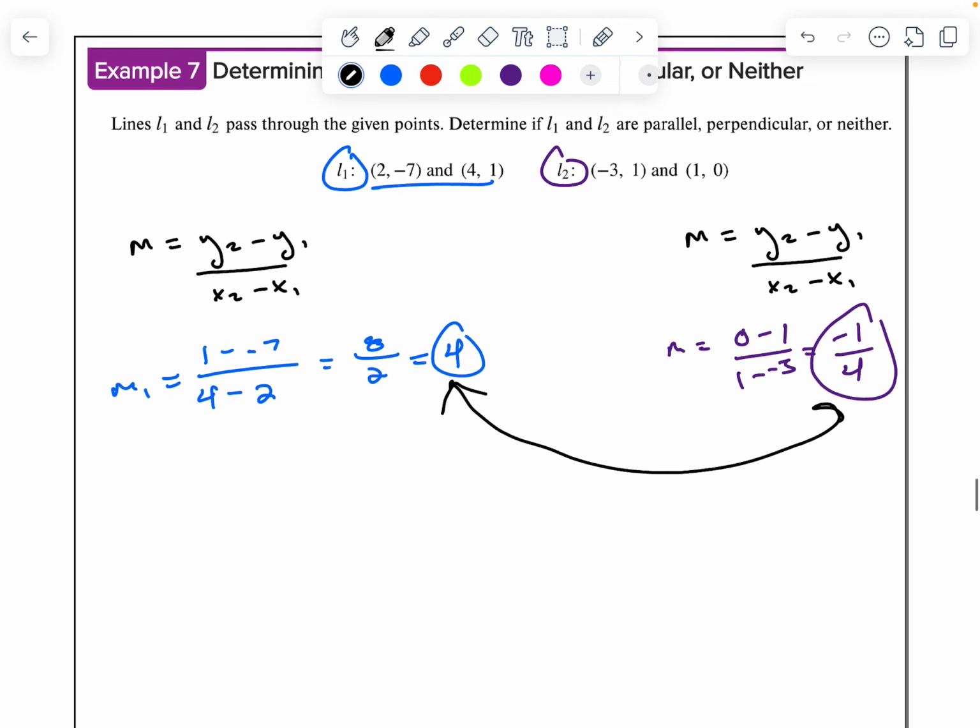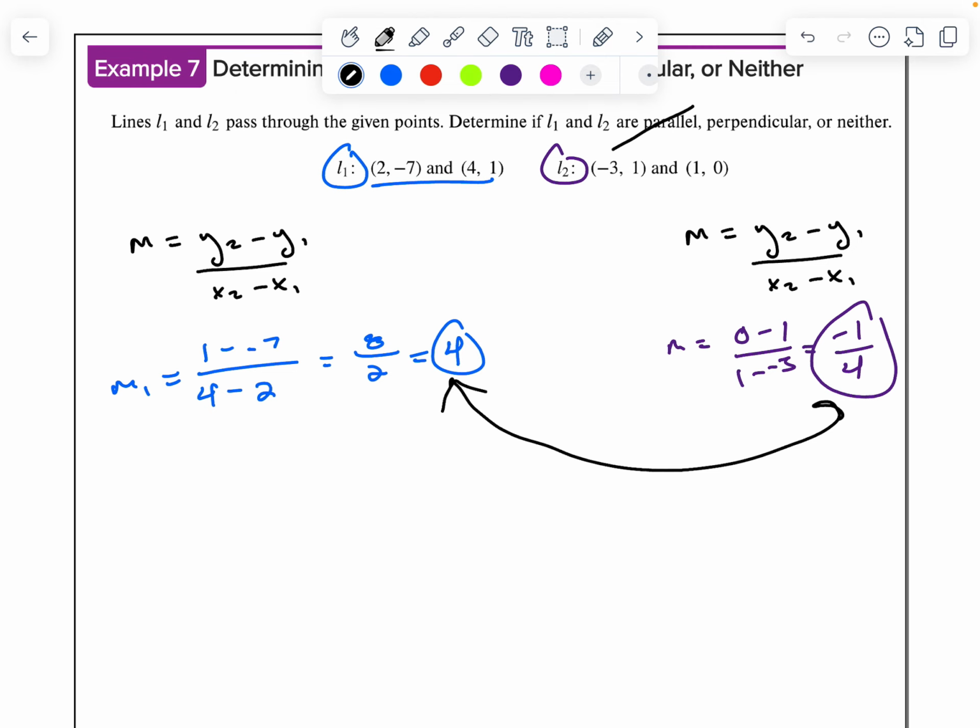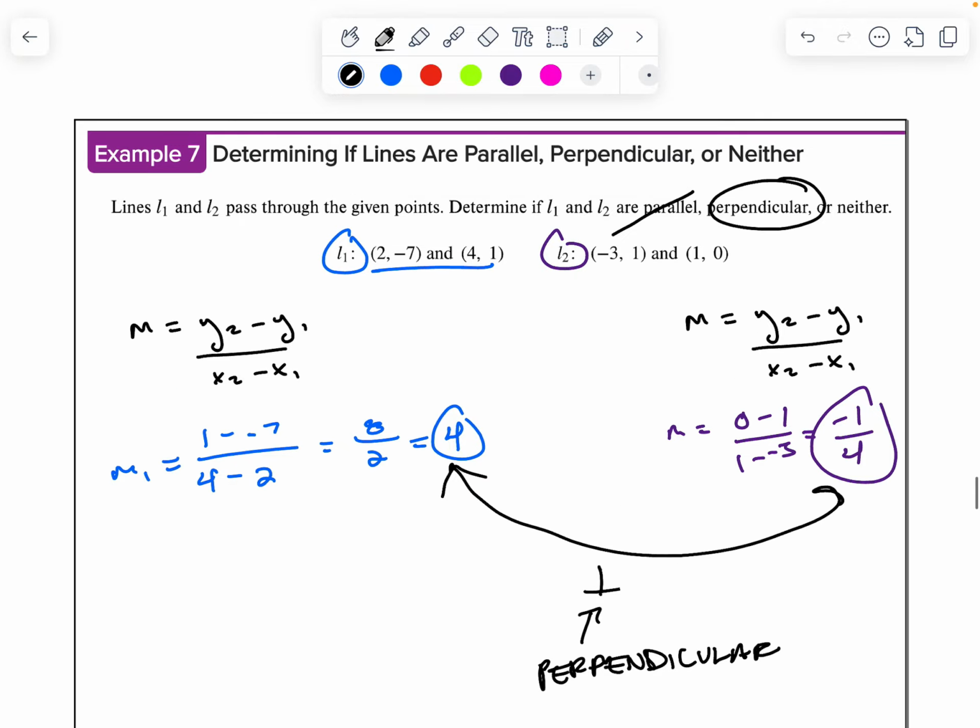Are they the same? They're not the same, so they're not parallel. Are they the opposite? They are. Opposite signs. One's positive, one's negative. Are they reciprocals? Yes. 1/4 is the reciprocal of 4. So these are perpendicular lines. I should have mentioned earlier as well that this upside down T is the sign for perpendicular. The sign for parallel is vertical bars. The sign for perpendicular is the upside down T. If it's neither, we just have to say that they're neither.